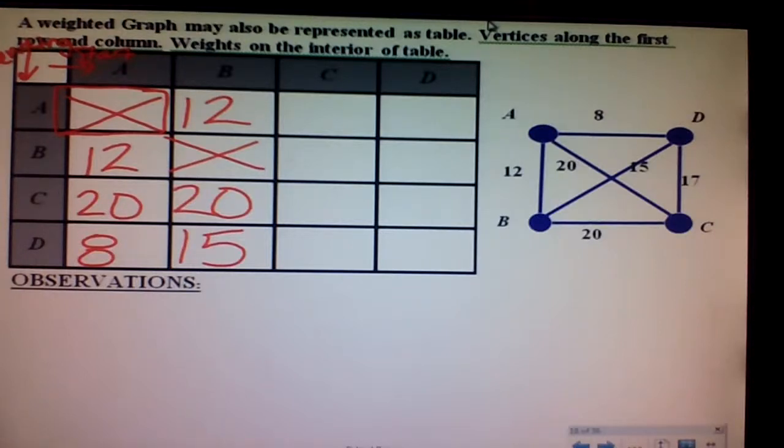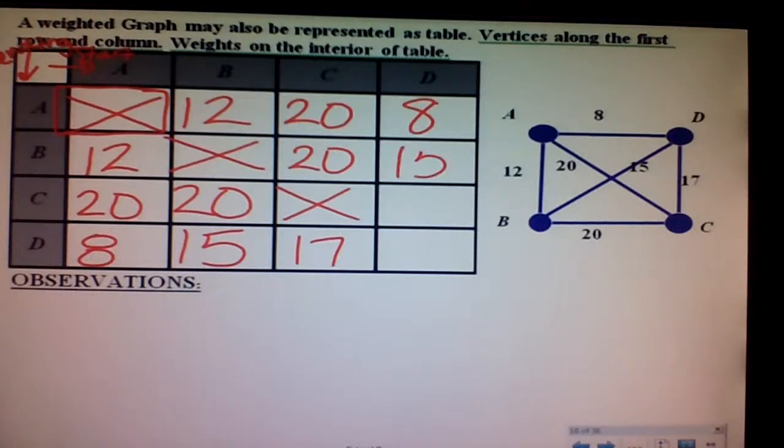What about C? C to A is possible, and C to A is 20. C to B, that's 20. C to C, not possible. C to D, that's 17. D to A, that's 8. D to B, that's 15. D to C, 17. D to D, no loop.